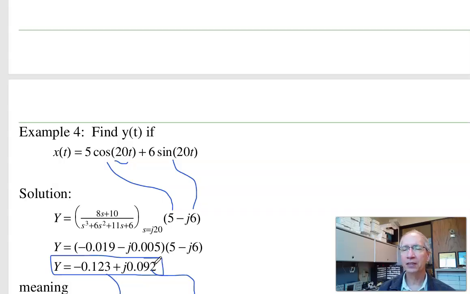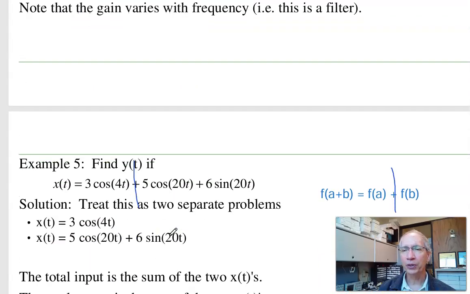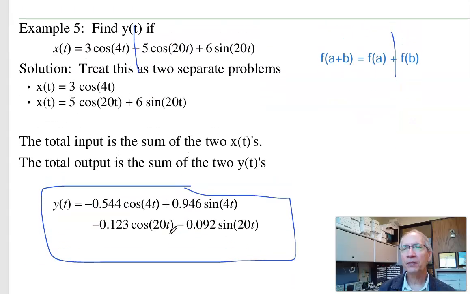It doesn't. The reason that doesn't work is the first complex number represents the sine wave at 4 radians per second. The second complex number represents the sine wave at 20 radians per second. When you add the two together, it doesn't simplify. I can't combine these terms. That's basically saying that all sine waves are orthogonal. They don't combine.